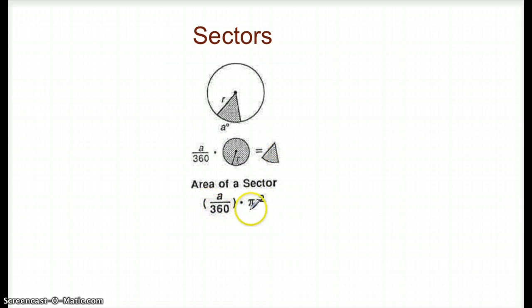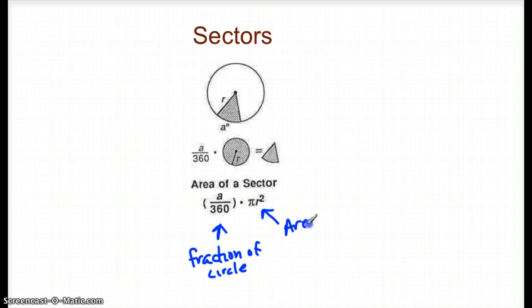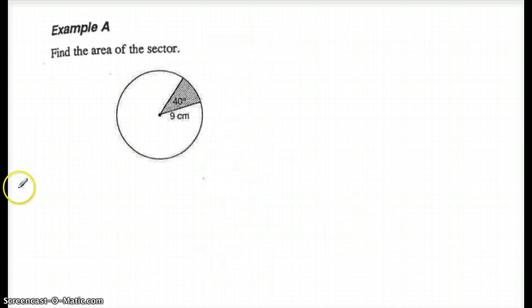So the formula for calculating the area of the sector can be thought of as the fraction of the circle multiplied by the area of the circle. And remember that we're going to leave our answers in terms of pi in exact form. So let's actually see this in action.